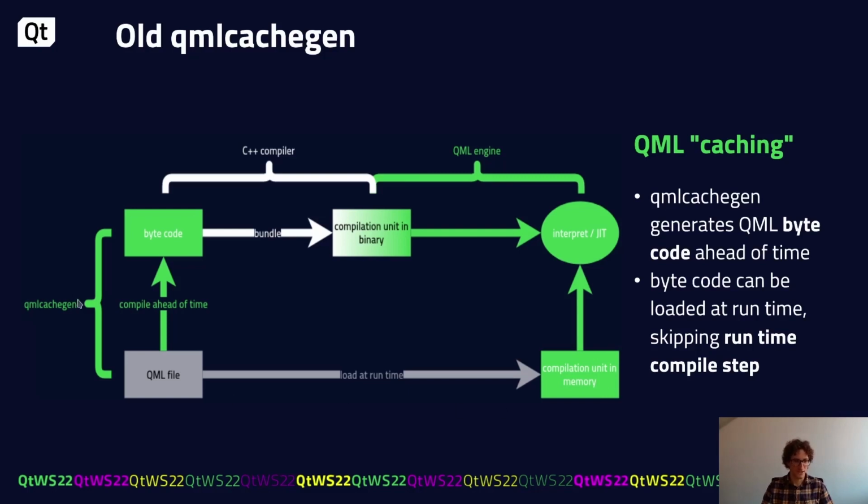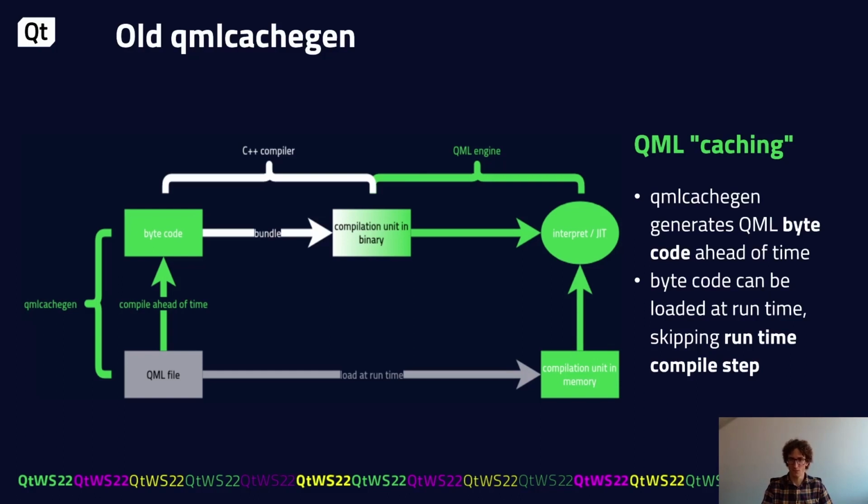Now with QML Cache, we can also instead compile the QML file ahead of time into bytecode that is then bundled into the compilation unit in the binary, and the QML engine will just load that bytecode and interpret or JIT it right away. So this saves you the compilation step at runtime, which makes loading of most applications faster.